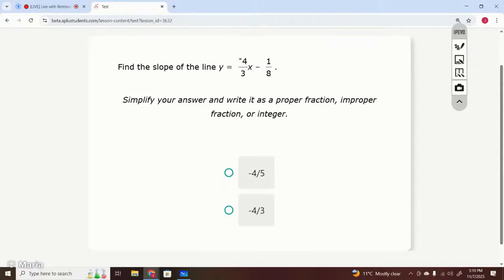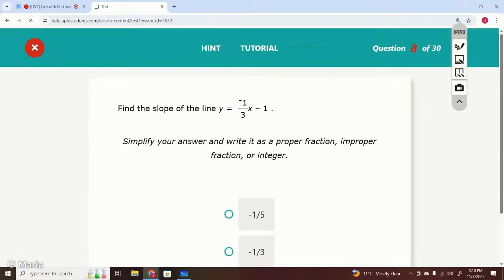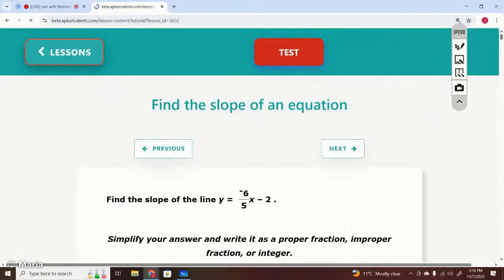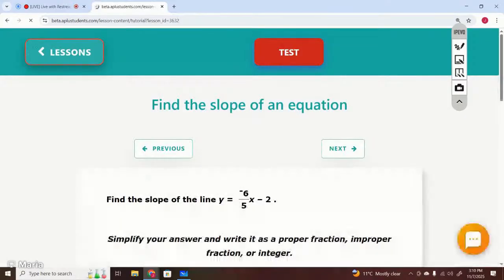Find the slope of the line y equals negative 4 by 3x minus 1 by 8. That is negative 4 by 3. Option number 2 is the correct option. Okay, you can complete the lesson by yourself later today. Let me just move on to the next lesson.